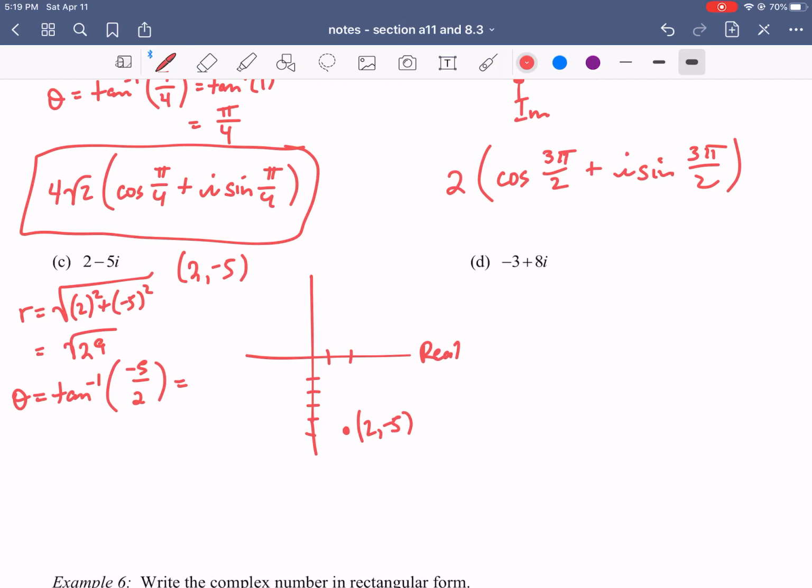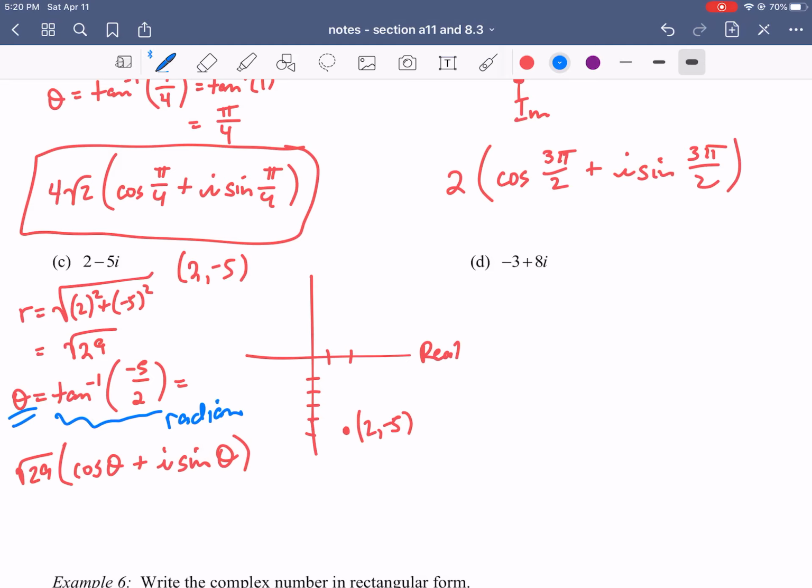So to tell you the truth, I'm not going to be able to calculate this for you, so what I'm going to do is call this theta and write my answer as follows. Square root of 29 multiplied by cosine of that angle theta, which you get from the calculator, plus i times the sine of that angle theta, where the theta that I'm talking about is whatever you would get when you typed this into the calculator, making sure you are in radian mode.